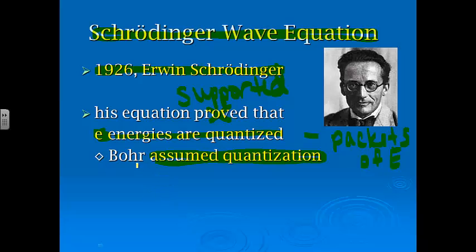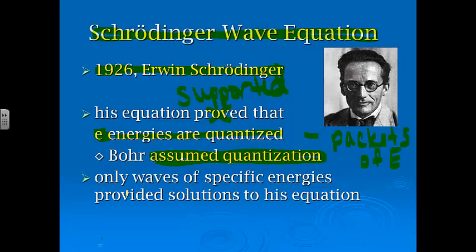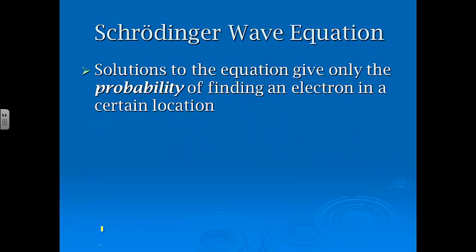And Bohr just made pretty much a leap, and he turned out to be right. So it shouldn't be discredited. Someone came along and gave the evidence as to why that quantization could occur. And again, part of the solution was that only waves of specific energies actually worked in his equation. So we have this whole idea of specific energies and specific frequencies being the answer, so to speak.